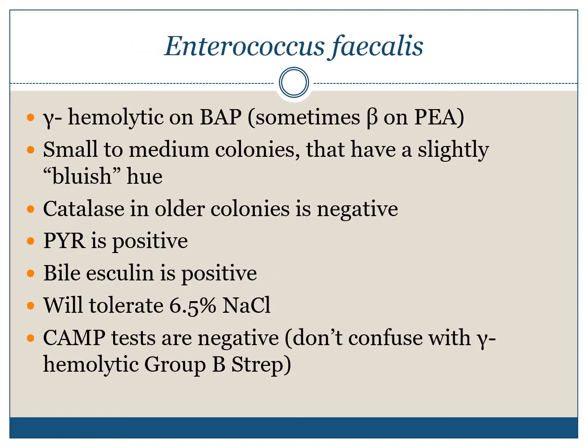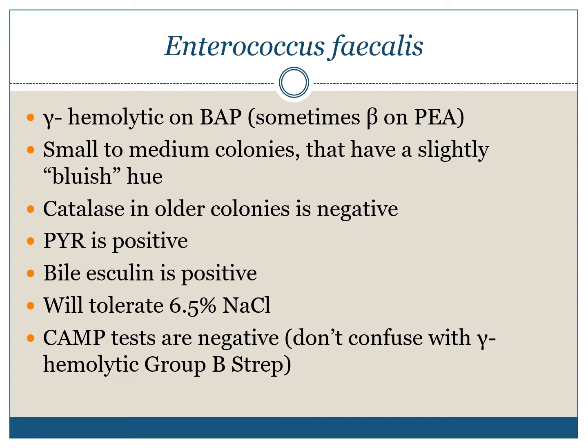Let's go ahead and start by talking about Enterococcus faecalis, which is the one we're going to be working with in the laboratory. It is a gamma hemolytic organism on blood agar. Sometimes it looks slightly beta hemolytic on PEA, but we don't often evaluate hemolysis on PEA. We only evaluate hemolysis on blood agar. They can be small to medium colonies, and they have a slight baby blue hue to them, and you can see that when you compare Enterococcus faecalis to some of your Staphylococcus.